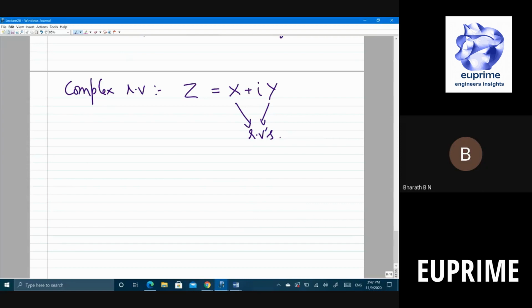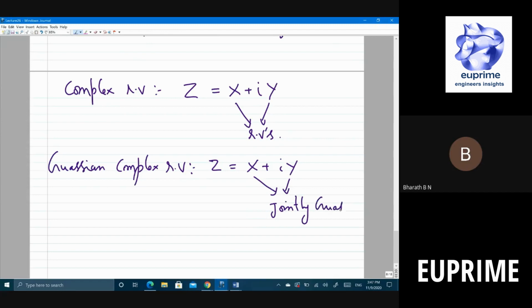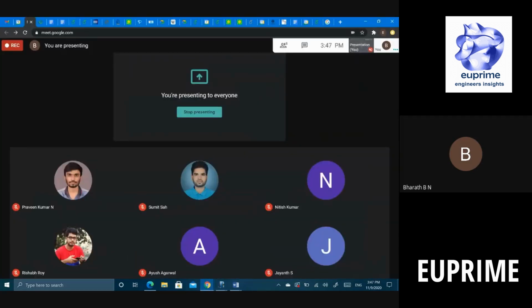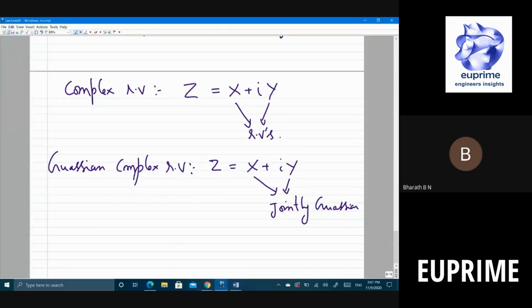Well, let's get directly into a Gaussian complex. This discussion will be slightly informal. Okay, what is a Gaussian complex random variable? Again, X plus iota Y, where X and Y are jointly Gaussian. Okay, it can be independent, it need not be independent, doesn't matter, right? So it's a complex Gaussian random variable. Is that okay, everyone? Sumit, are you okay with this definition? Yes, sir. Praveen, Rishabh, Ayush, yes, sir. Okay. So this is a complex Gaussian random variable, right?